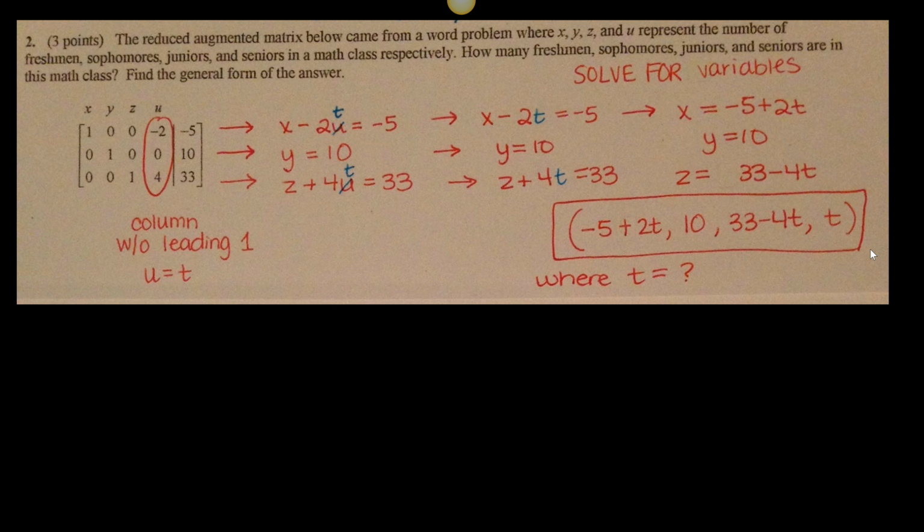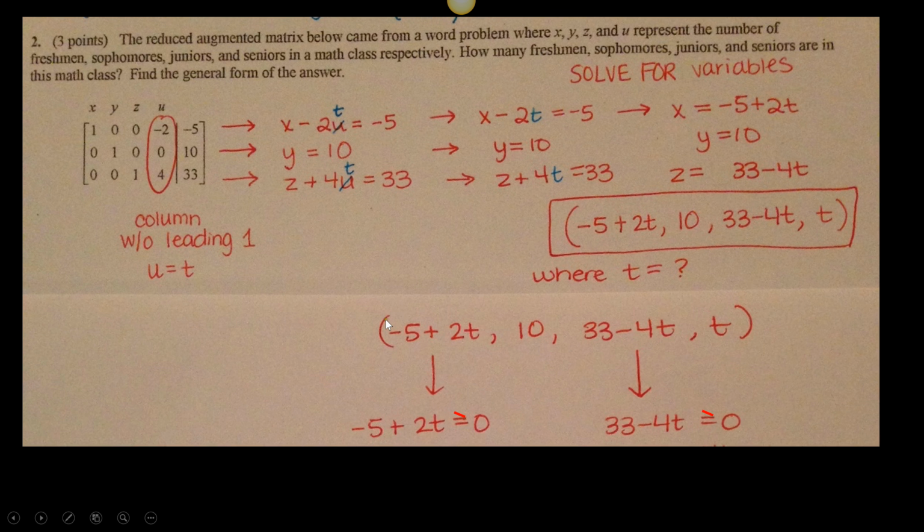Our main constraints in this problem are that we have freshmen, sophomores, juniors, and seniors. So mainly, we can't have any of these values be negative. It's just not going to work. We can't have x, which is the number of freshmen, or z, which is the number of juniors, be a negative number. So we're going to solve and make sure that t does not end up being a number that would give us a negative solution.